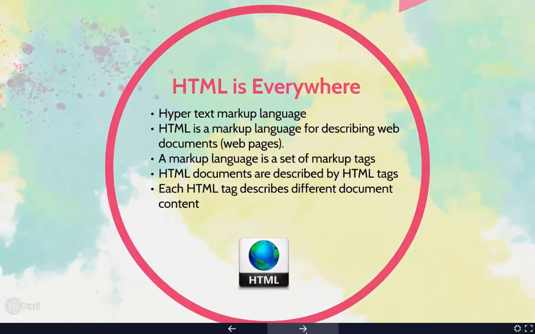HTML is everywhere. Hypertext Markup Language. It is the markup language for describing web documents or web pages. It is a markup language which has a set of markup tags. We're going to learn more about tags in this chapter. HTML documents are described by HTML tags. Each HTML tag describes different document content. More about this coming next.